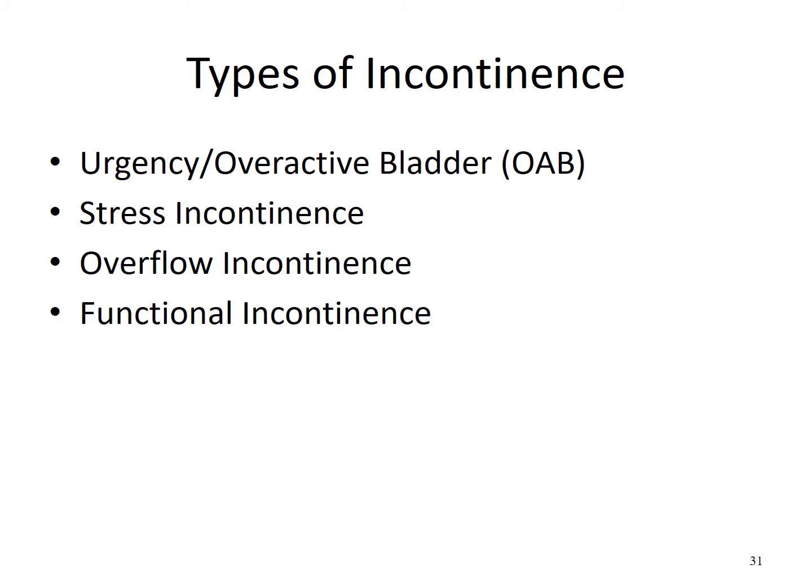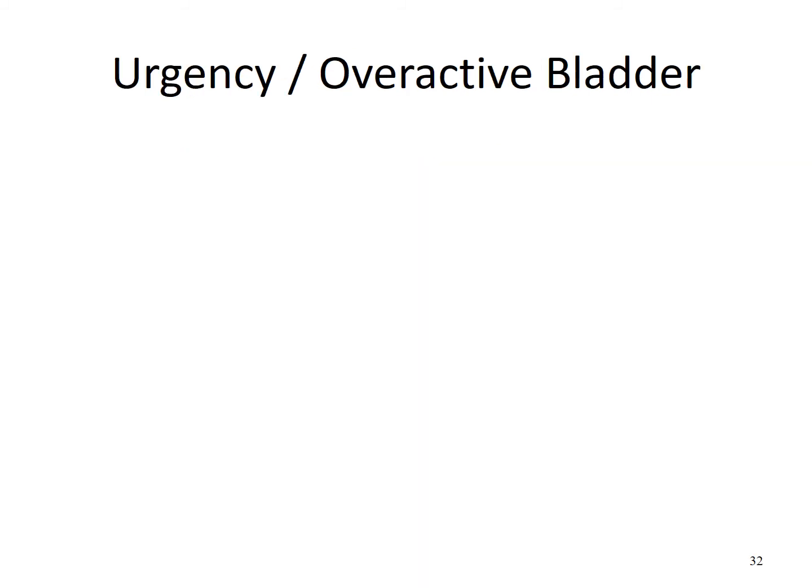There's 4 main types. We are not going to discuss in-depth functional incontinence because that does not pertain directly to the bladder, so we'll focus on the first 3 types in this lecture. We'll start with urgency or overactive bladder. This is the type that has the most sort of public awareness because of all the campaigns and the most medications for treatment.